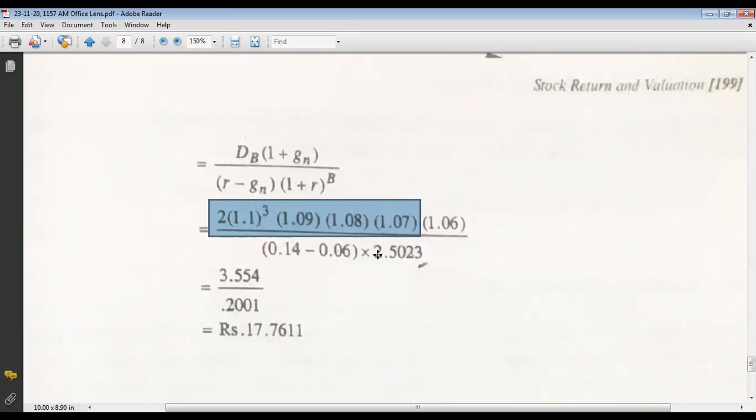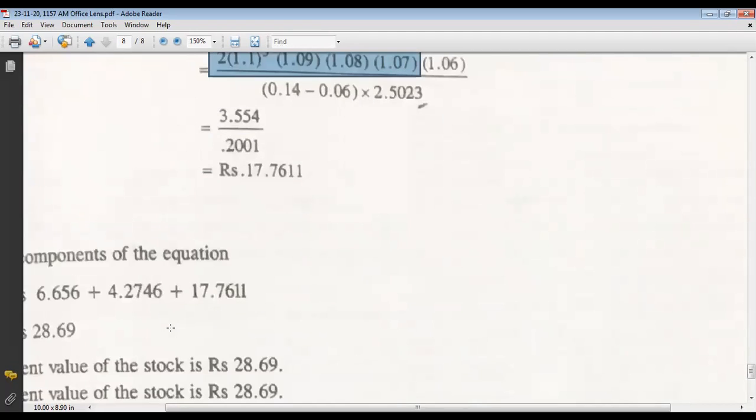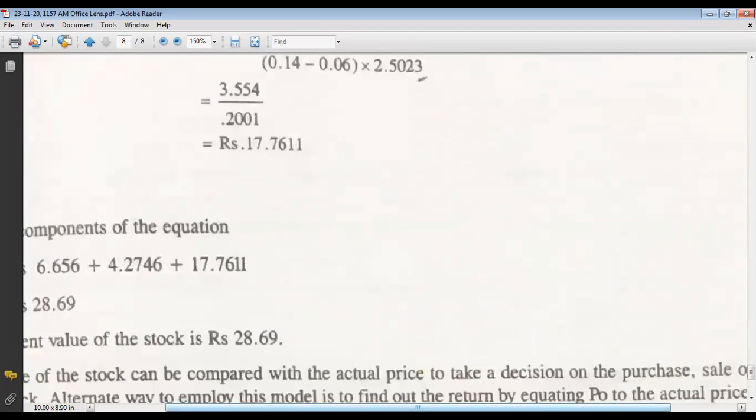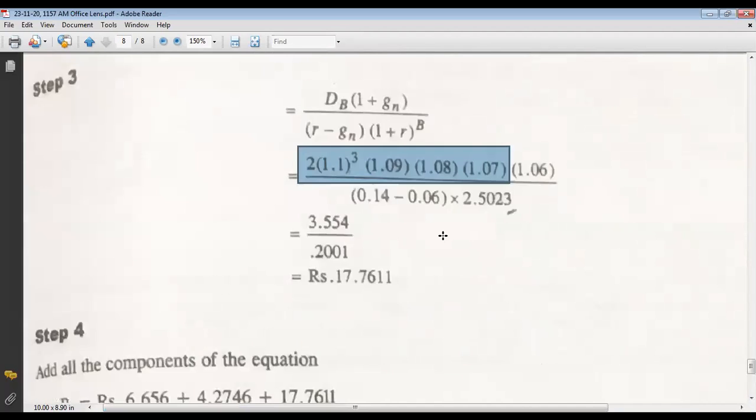If you solve this, you will get this answer. It is just a substitution, and that is the end of it. The last part would be you have to just add everything, then you'll get your answer. So I'll just put this in front of you. Go through it. I have less than a minute.